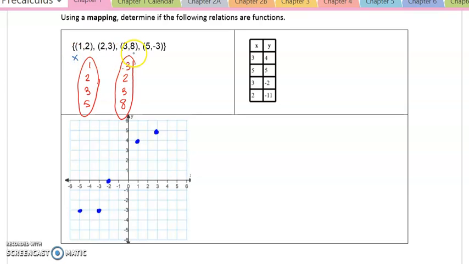So here's my inputs, my outputs. 1 goes with 2, 2 goes to 3, 3 to 8, 5 to -3. And what we're looking for here is if there's two arrows originating from the same input going to different outputs. And none of these inputs have two arrows coming from them going to different spots. So this passes the test. Yes, that is a function.